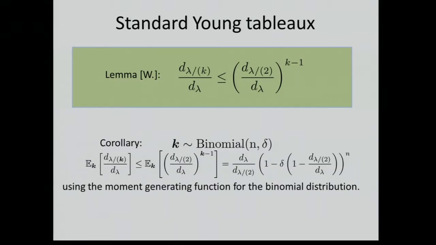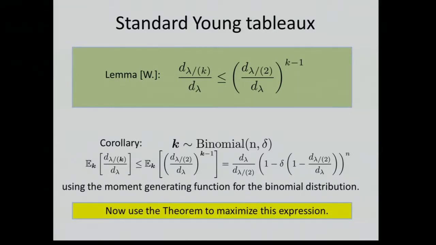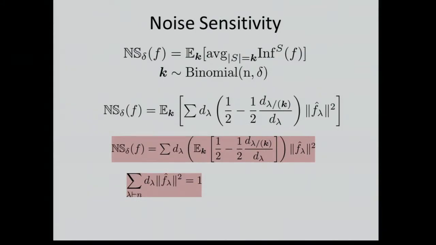So the corollary then, what we really want is the expectation of this. We can get something that maybe looks kind of nasty using the moment generating function for the binomial. But now we're going to use the theorem we saw before to maximize this expression. Again, this is the expression that we want. I have the expectation outside here, but I could move it inside by linearity.